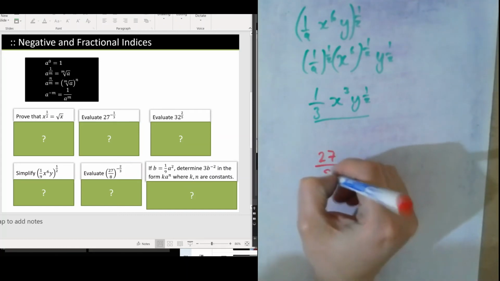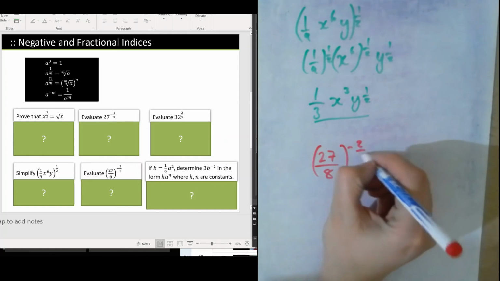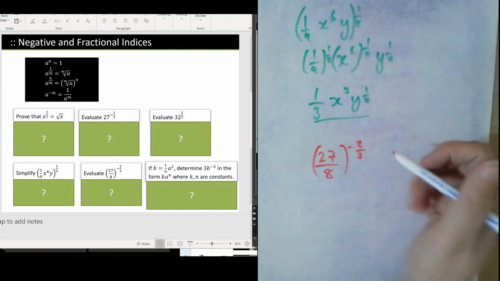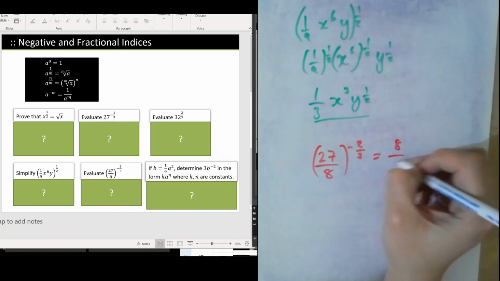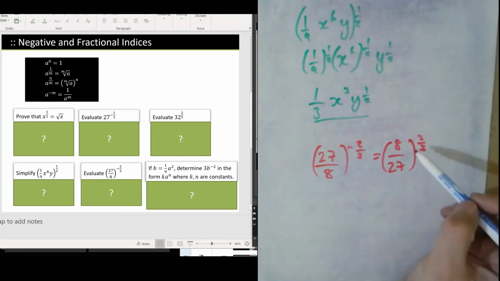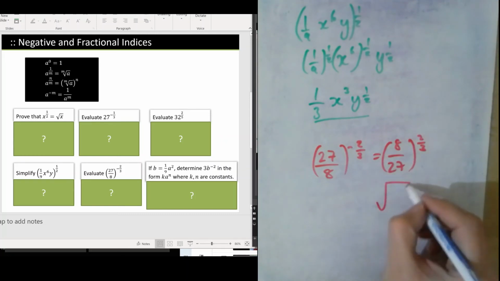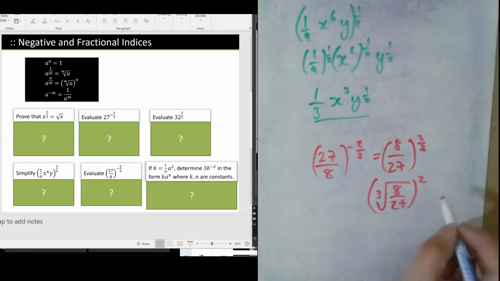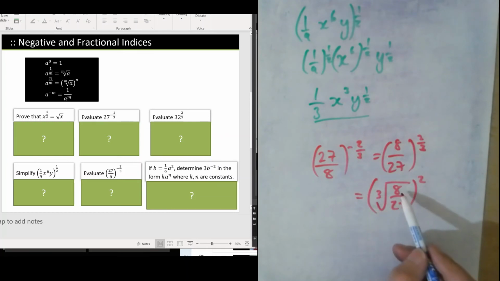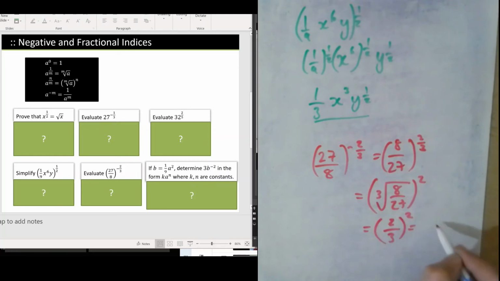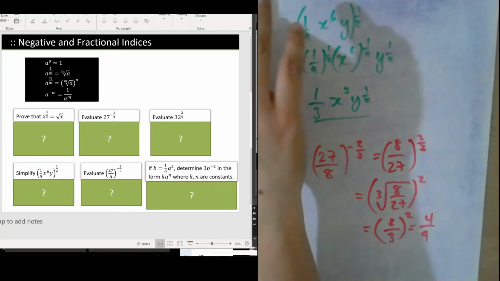You've got 27 over 8 to the power of negative 2/3. So the first thing I want to do is take the reciprocal of this fraction, so flip that fraction around. So I've got 8 over 27, then to the power of 2 over 3. Now I need to find the cube root of both of those. So cube root of 8 is 2. Cube root of 27 is 3. And then I just need to square it. So it's 4 over 9.